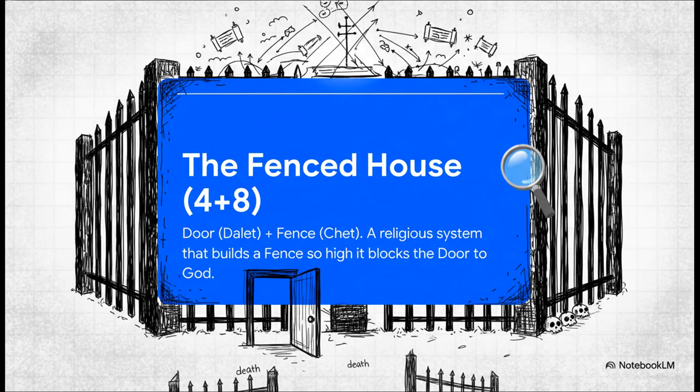Okay, now we arrive at the house of Jairus, the leader of the synagogue. His broken 12 is a totally different problem. It's a 4 plus 8 structure. The fourth Hebrew letter, Dalet, means door. The eighth, Chet, means fence. So what does that tell you? The whole religious system that Jairus is a part of had become a fenced house. They had built this fence of rules and traditions so high, thinking they were protecting what was inside, that they actually blocked the very door to God. And for them, death was the ultimate fence, right? The final boundary that even God couldn't cross.